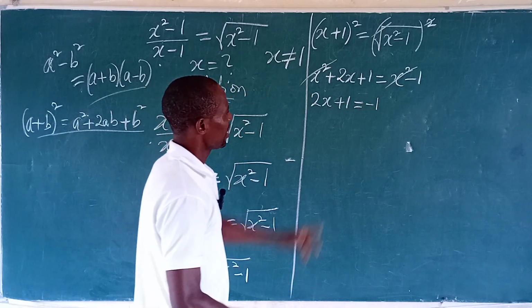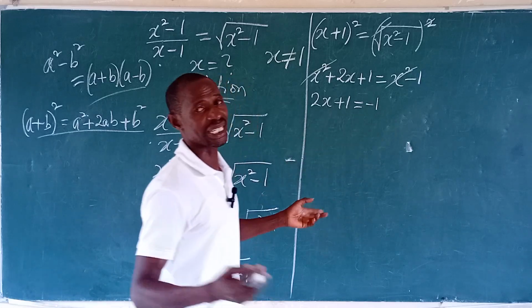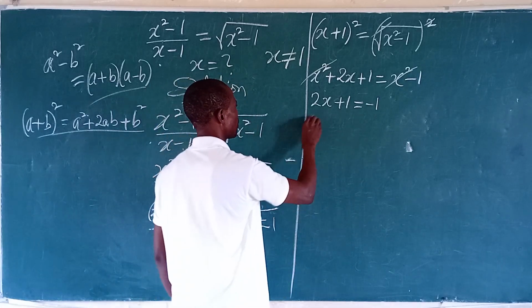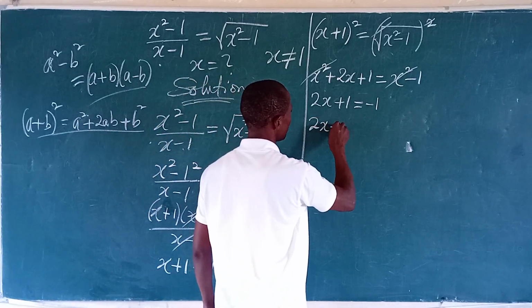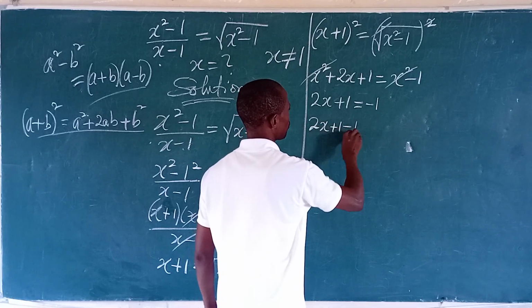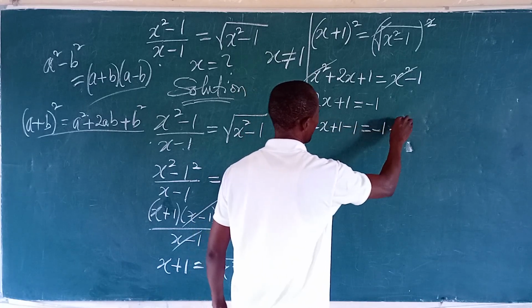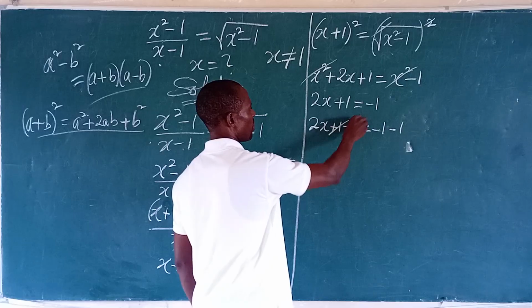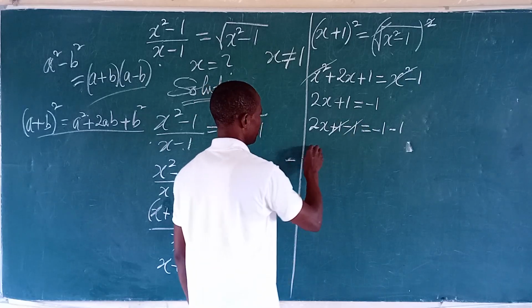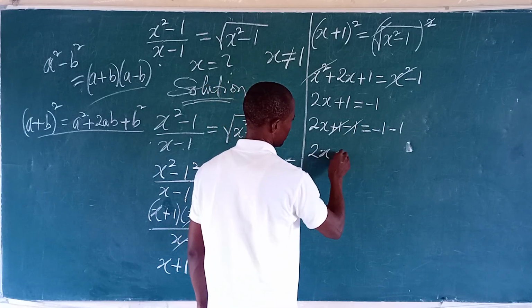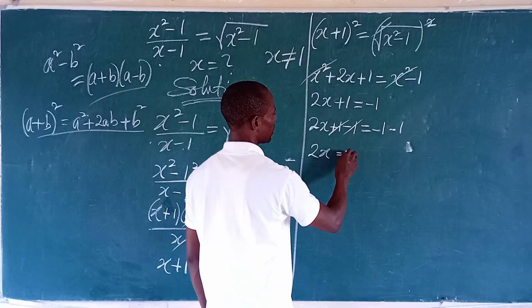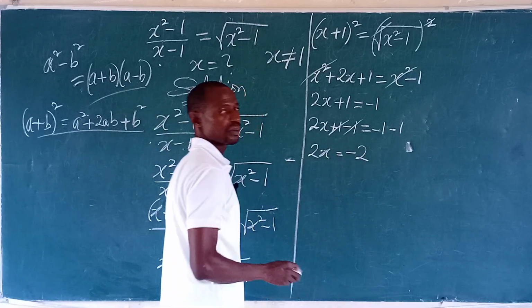Easy. So we move this one to this side, or we can say subtract 1 from both sides of the equation. So we're going to have here 2x plus 1 minus 1 equals minus 1 minus 1. Plus 1 minus 1 will leave the system. We now have 2x will now be equal to minus 1 minus 1, which will give us minus 2.